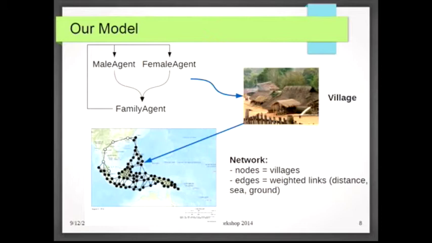And the edges are weighted, so in the first networks, just by the distance, so that agents will prefer to move to a shorter place, a closer place to the village where they were born. But we want to add some other weight to be able to make a difference between a migration on an island and between islands, and to be able also to take into account the sailing technologies at a certain point.